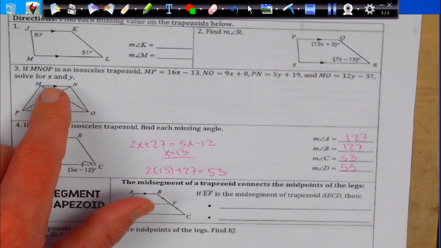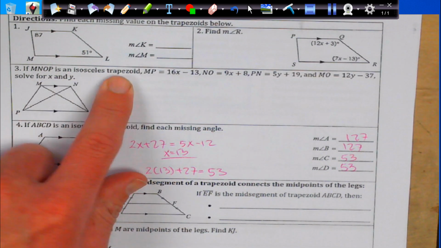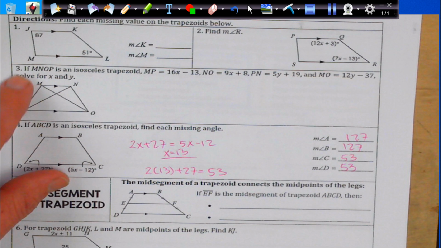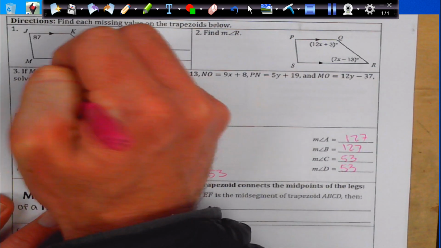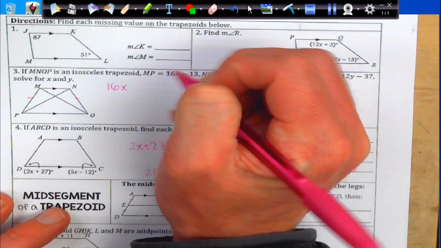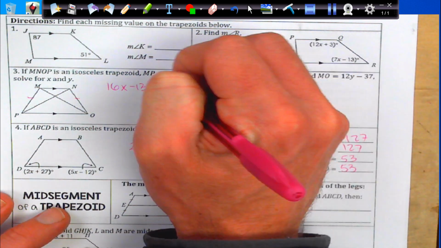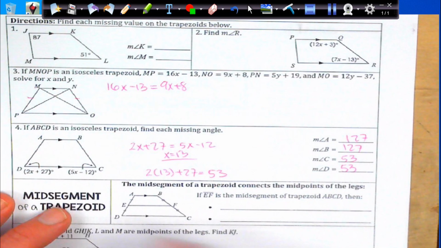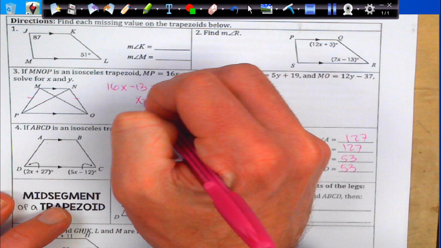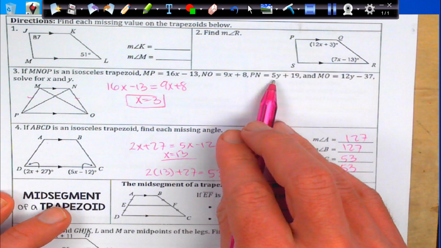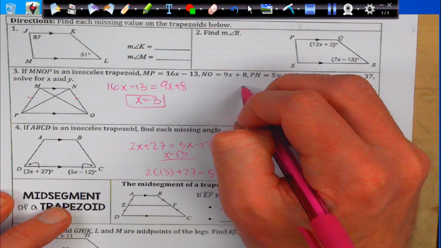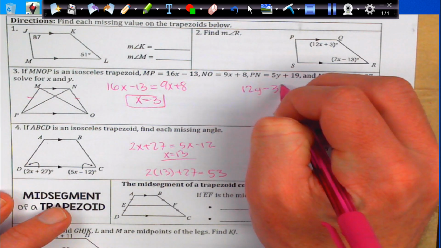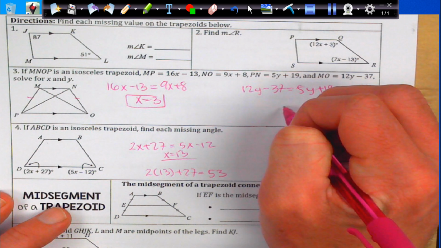And then for the side lengths, it says in the isosceles trapezoid, MP, which is this side, and NO is this side. Well, we can find those easily. Those are going to be congruent to each other, so we just set those equal to each other. So 16x minus 13 equals 9x plus 8. Well, that ends up being x equals 3. And then it says PN, which is this, and this MO. Well, diagonals are also congruent, so we just set those equal to each other. And we get y equals 8.